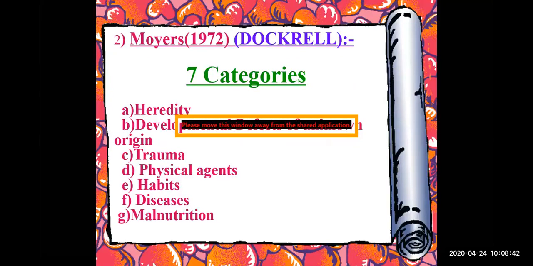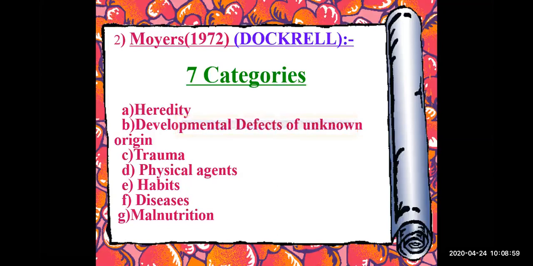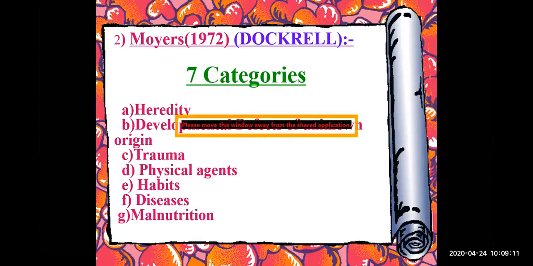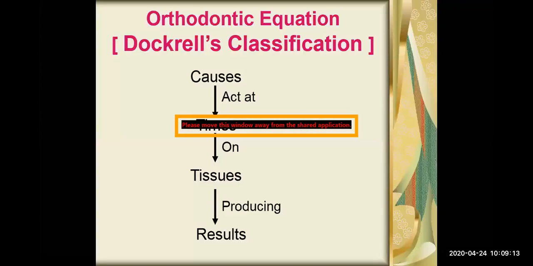Moyers has modified this into the 7 categories. So Moyers has given this in the year 1972. Moyers has taken it from Dockrell's article, which he published in 1952. So that is the basis for your Moyers etiological classification. So basically it is in 7 categories. So this is your Dockrell's equation.